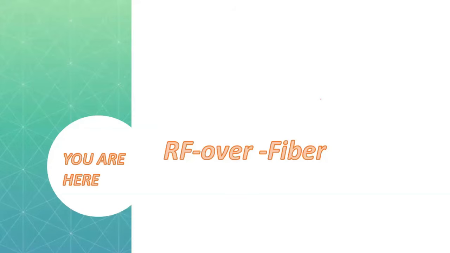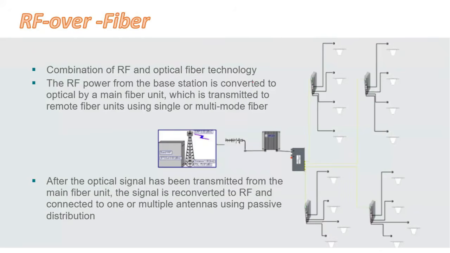So the next topic is RF over fiber. One common type of DAS uses a combination of RF and optical fiber technology. The RF power from the base station is converted to optical by a main fiber unit, which is transmitted to the remote fiber unit. This is our remote fiber unit. After the signal is transmitted from the main fiber unit, it is converted back to RF with the help of this remote unit. This allows very low losses between the two fiber units, and hence the distance between antenna elements at the base unit can be maximized, right?